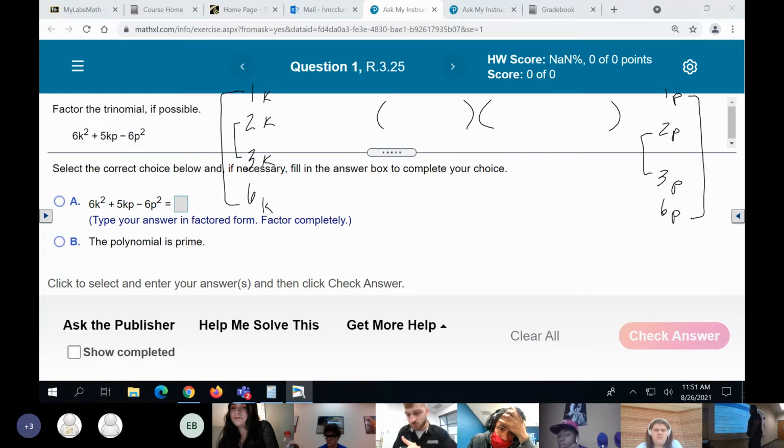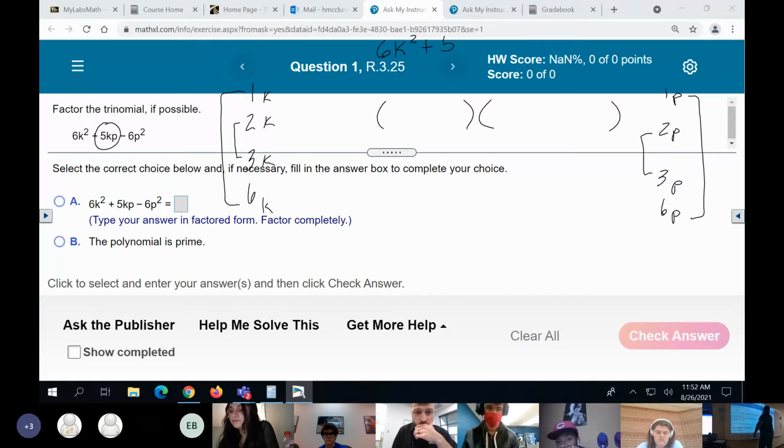Now, look at this number. This number is fairly small. So I'm going to try to go with the two middle terms. I don't know if it's going to work or not, but I'm going to try it, because this reverse FOIL method is called trial and error. 5KP minus 6P squared.